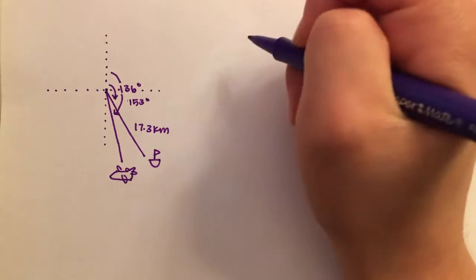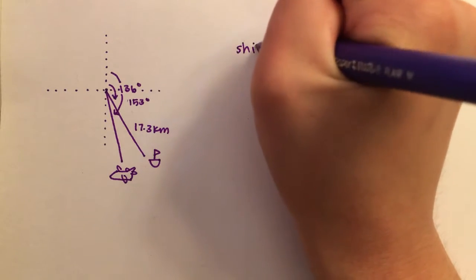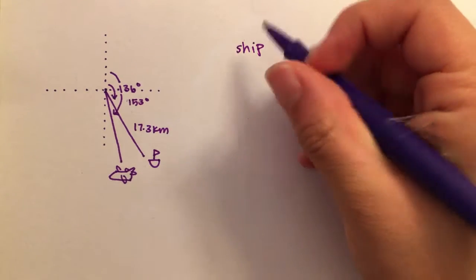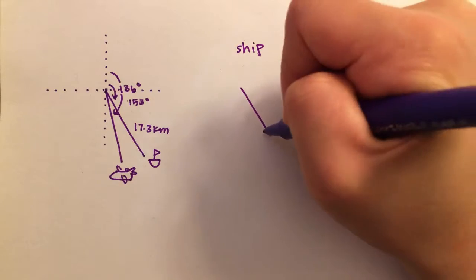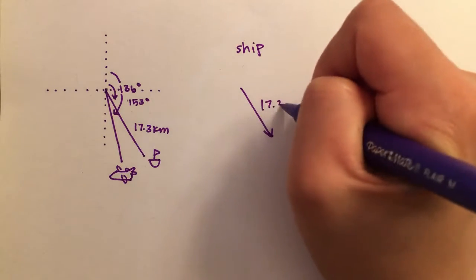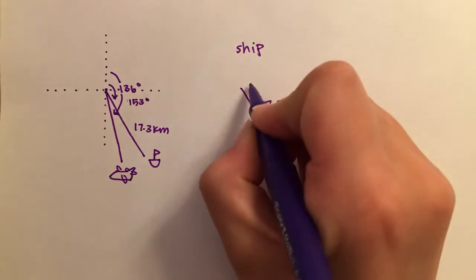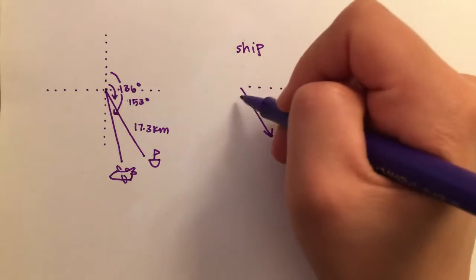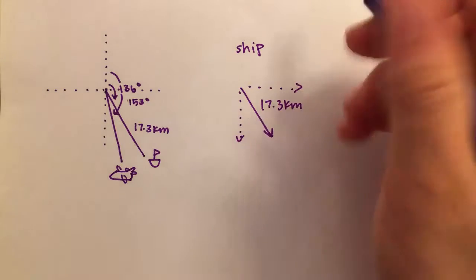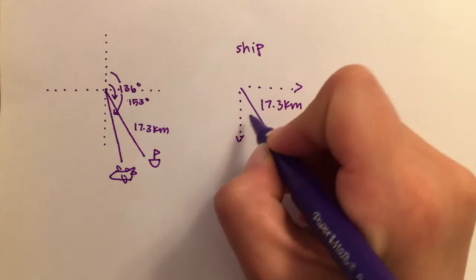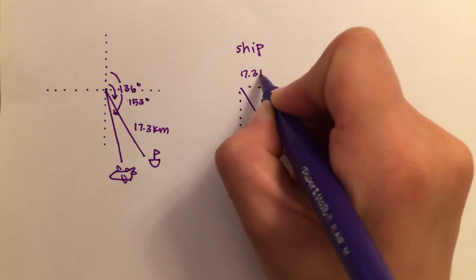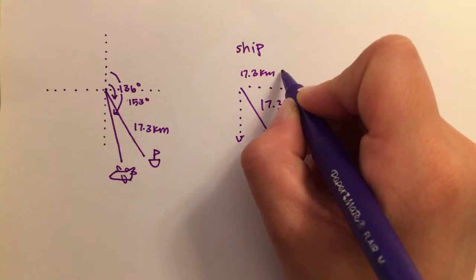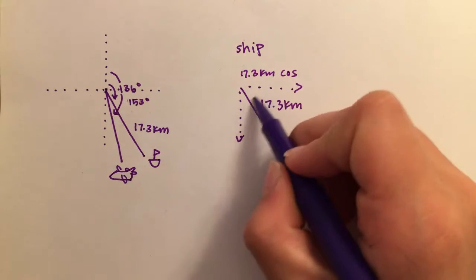So for the ship, we can split up its vector, 17.3 kilometers, into its x component and its y component. We can do this by doing 17.3 kilometers times the cosine of this angle here.